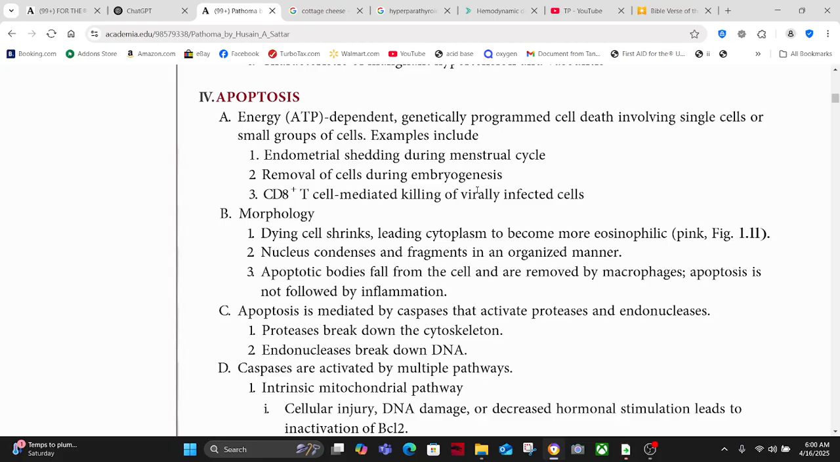Morphology: the dying cell shrinks, leading the cytoplasm to become more eosinophilic. The nucleus condenses and fragments in an organized manner. Apoptotic bodies fall from the cell and are removed by macrophages. Apoptosis is not followed by inflammation. Apoptosis is mediated by caspases that activate proteases and endonucleases. Proteases break down the cytoskeleton. Endonucleases break down DNA.